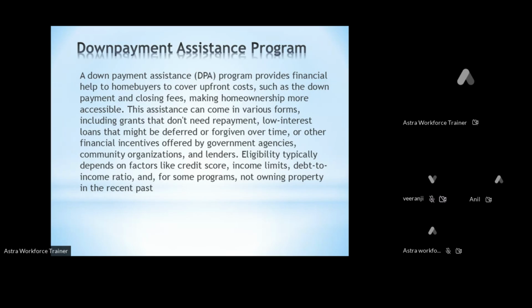Okay, so the down payment assistance is not only in the form of cash. It can be a grant, a gift, or you can say a non-refundable gift kind of. Okay, we will discuss now.